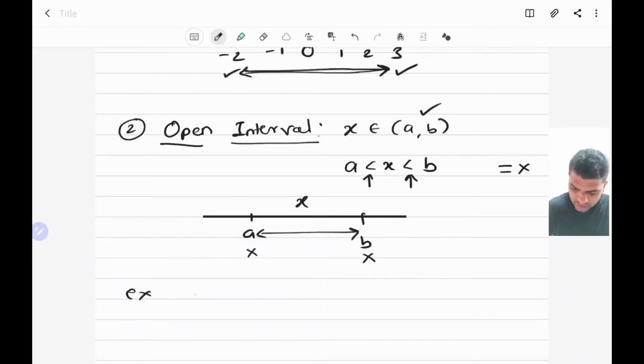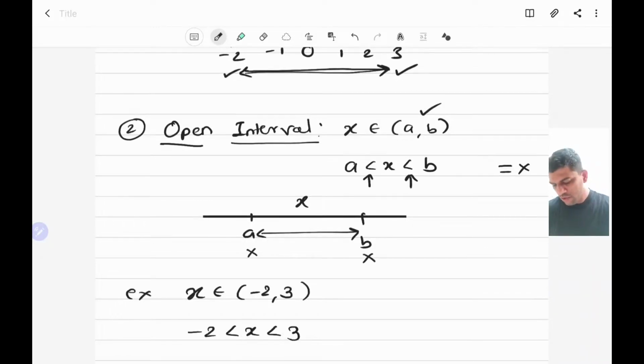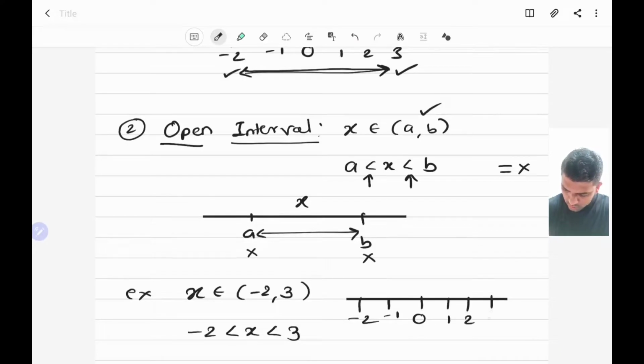Let's try to understand this with a simple example. Let's say X belongs to the open interval -2, 3, or one more way of presenting it is -2 is less than X is less than 3. So how do we represent this on the number line? Let's say this is the number line which represents the values of X. Let's say 0 lies somewhere here, then -1, -2, then 1, then 2, then 3.